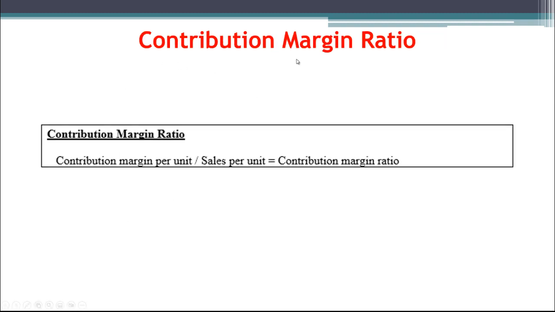The next one we have is the contribution margin ratio, and this is the contribution margin per unit, again, sales minus variable costs, and we're dividing it by the sales dollars per unit to get a contribution margin ratio. So if we had a $100 selling price, $60 variable cost, and $40 contribution margin, our contribution margin ratio would be 40%. 40 divided by 100. But guess what? The other 60% would be our variable cost ratio.